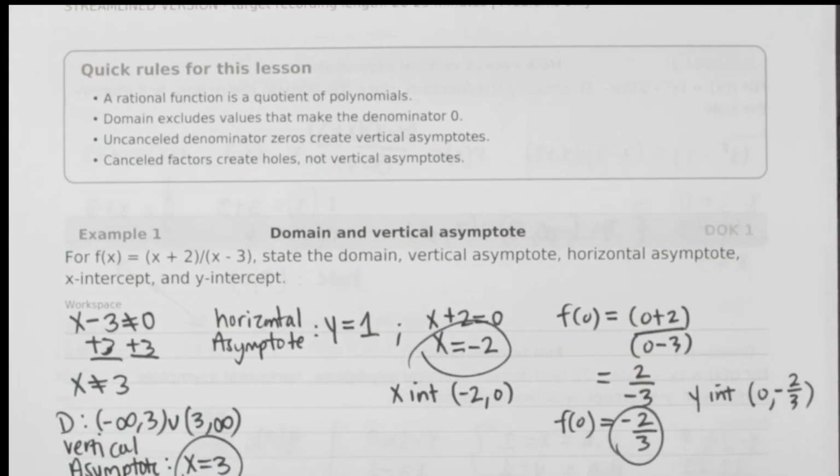Okay, let's review. So rational functions equal the quotient of polynomials. You have domains that exclude denominator zeros. Uncanceled denominator zeros create vertical asymptotes. Canceled factors create holes. Horizontal asymptotes come from comparing degrees. So always start with the denominator of these rational expressions, then decide whether restricted values create holes or vertical asymptotes.